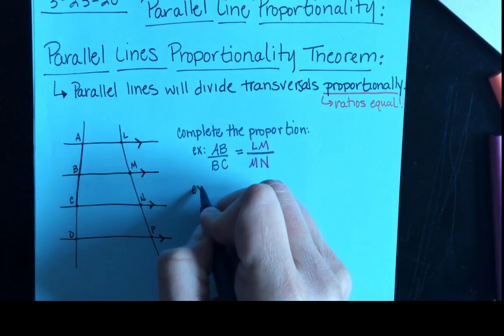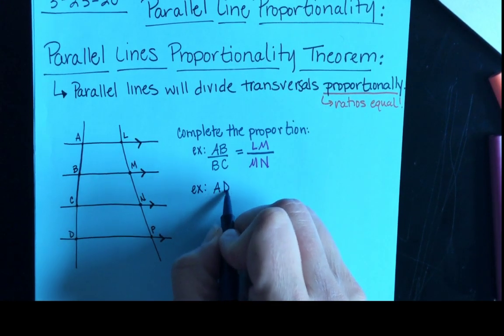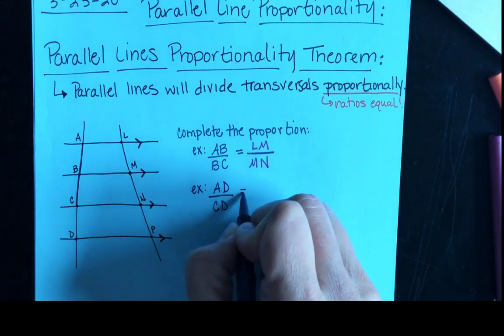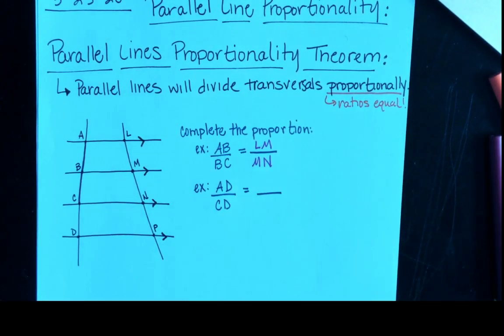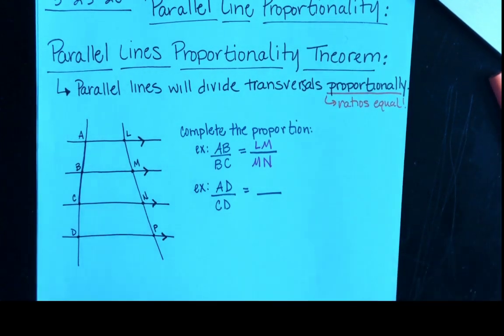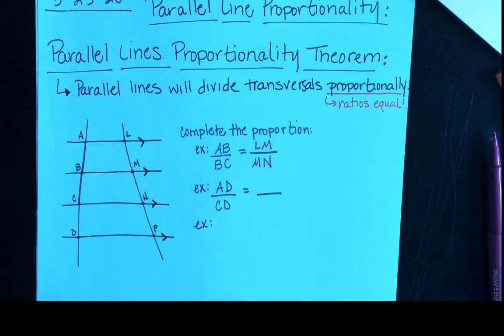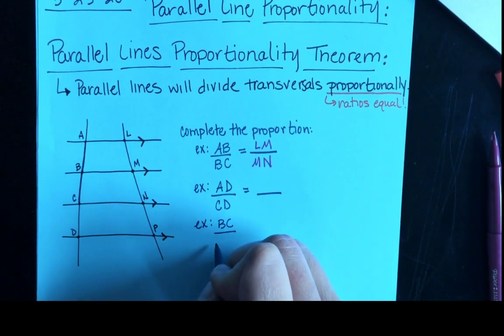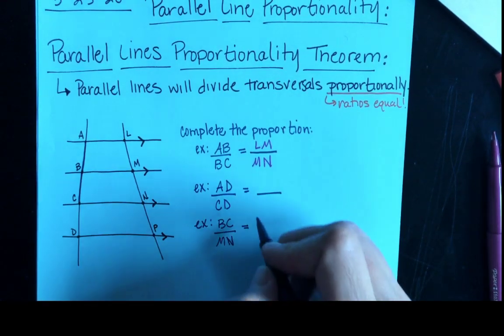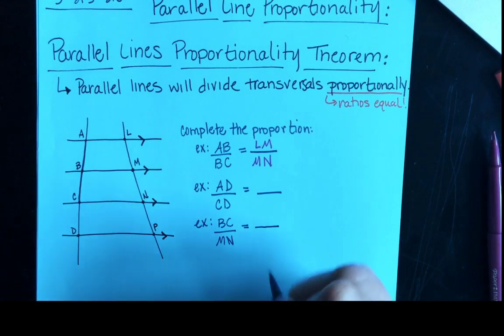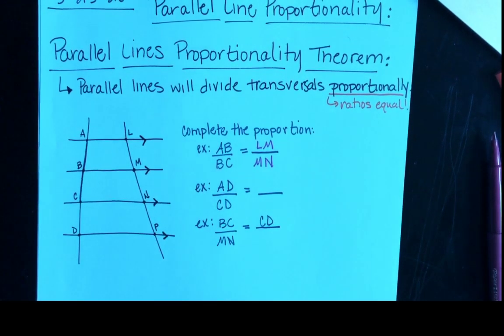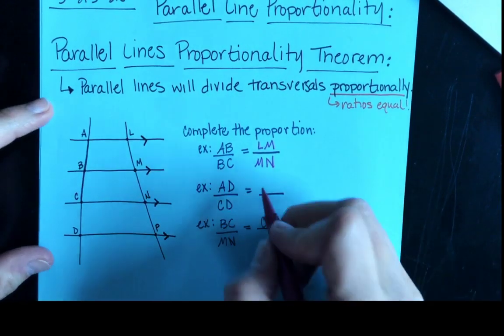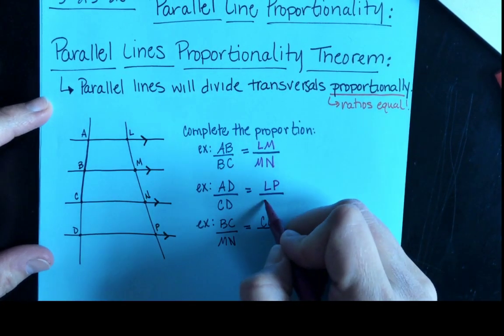So now let's try this one. If I said AD over CD, what's that going to make? As I wait to fill that answer in, I see we've got some answers coming up. How about this one? If I said BC over MN, what would it be if I had to fill in CD? Perfect. Everybody's getting them right, so that's awesome. LP over NP is correct.